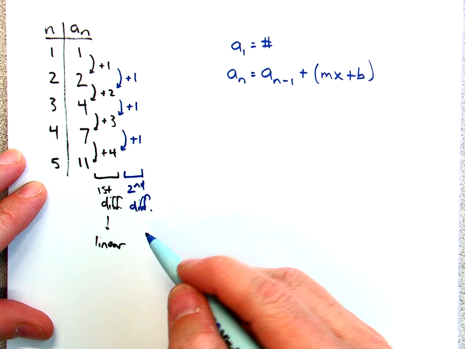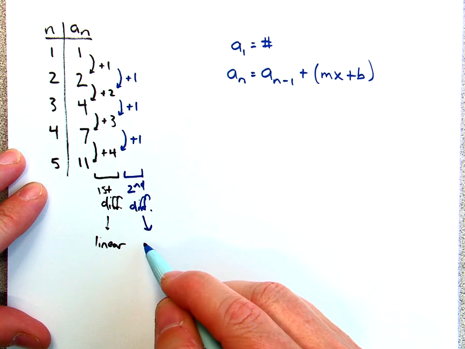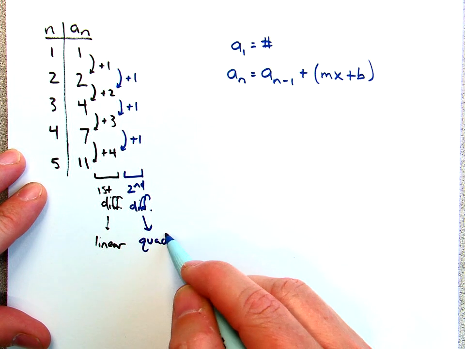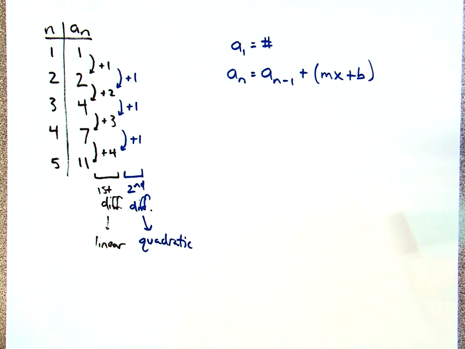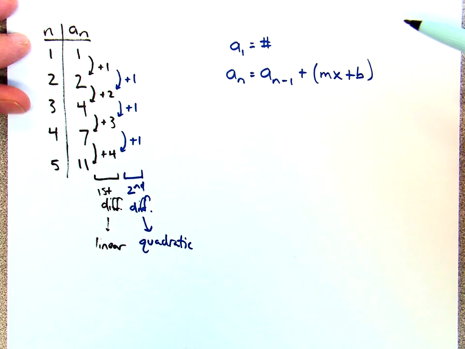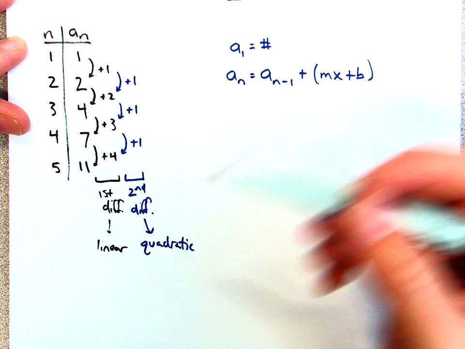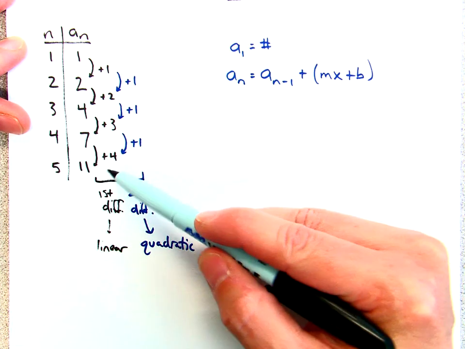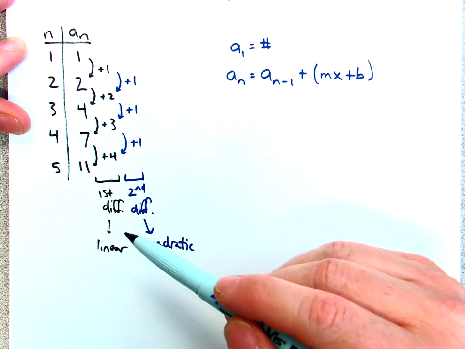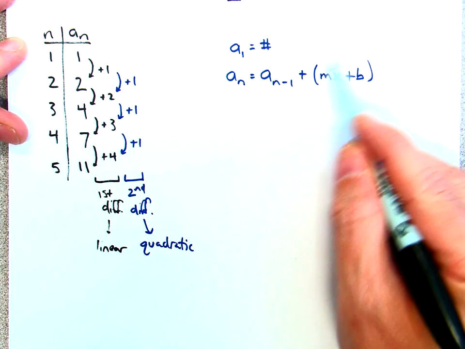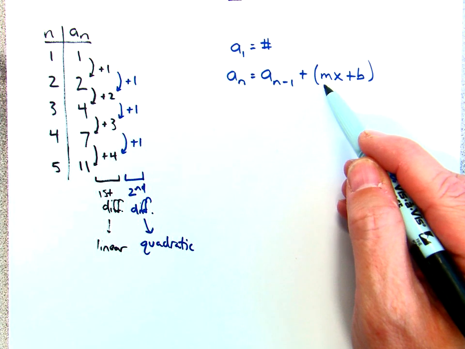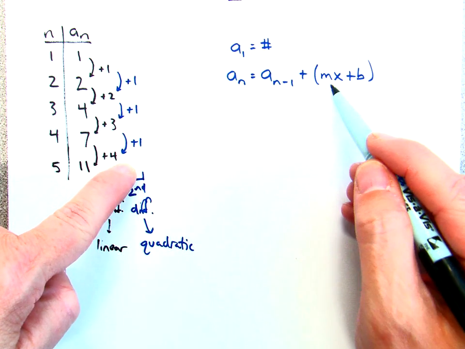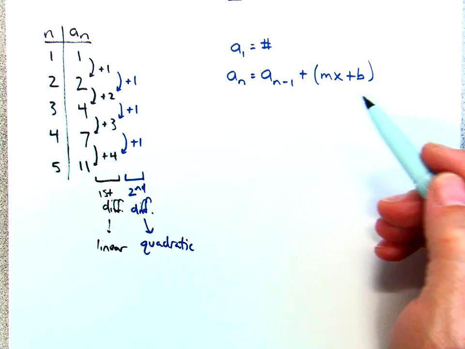If the second order difference is constant, then that's going to be a quadratic. So we have a quadratic sequence of values. Okay? So this second difference is the rate at which the growth is changing. And in a linear function, m is the slope or the rate of change. So this second difference is going to be our m value.